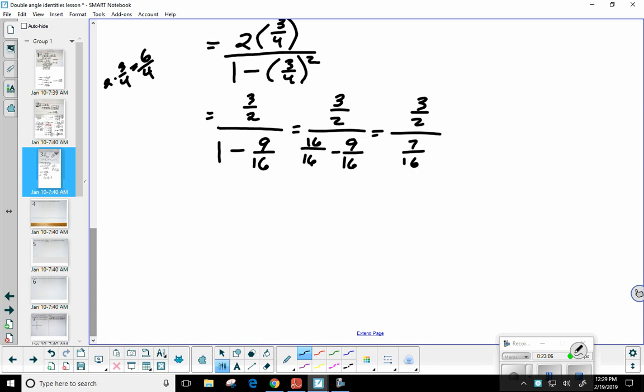And you do what with it? Cross multiply? You can, but you might simplify on the diagonals. So you multiply by the reciprocal. This is going to be 3/2 times 16/7. Are there any values here that can simplify before I multiply through? What divides both 2 and 16? 2. So this would be 1, this would be 8. Multiply straight across, it looks like I'm going to get 24/7.